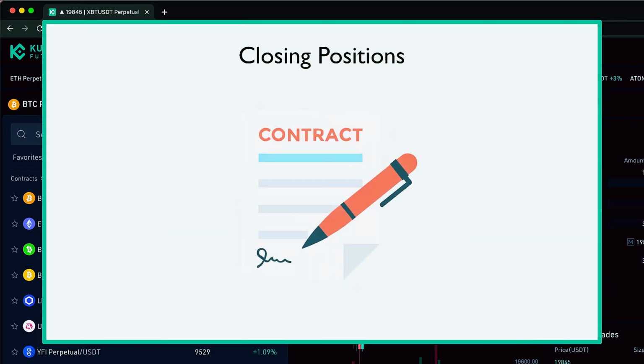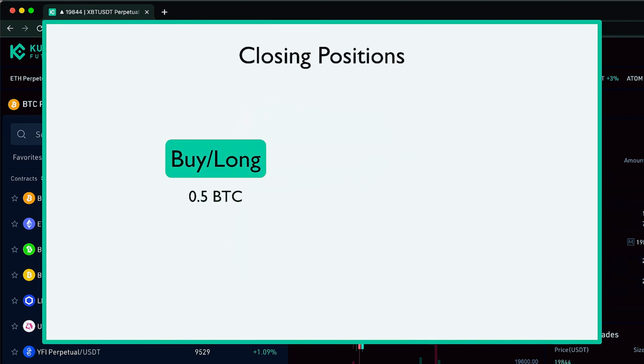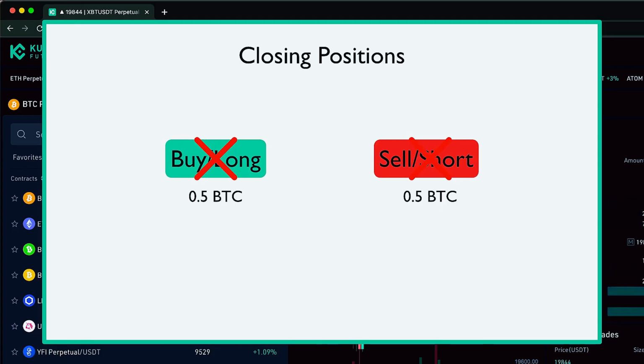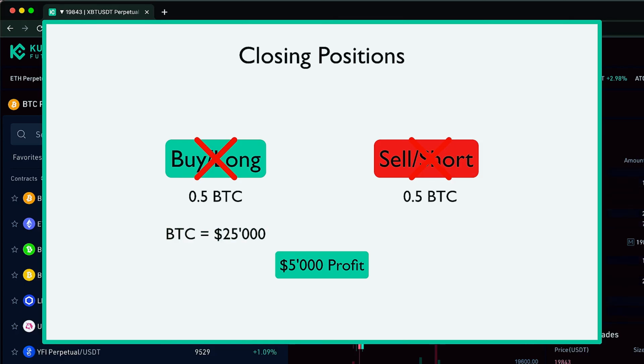In practice, we don't actually need to wait until a futures contract expires to get out of our position. If we want to close our long position, all we need to do is open a short position for the exact same amount, and that will cancel out our long position, getting us out of the trade.